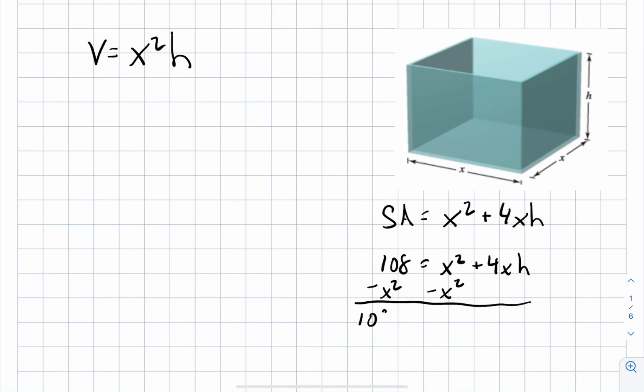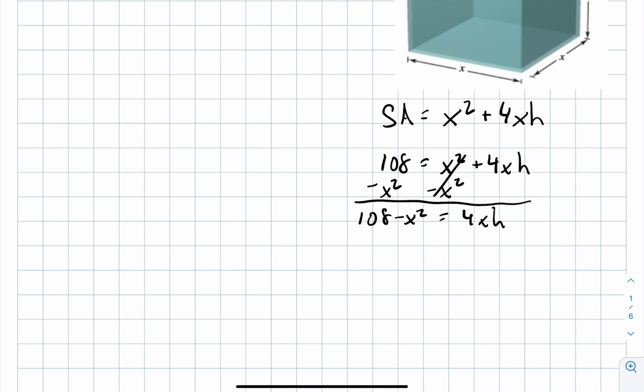So we'll get 108 minus x squared equals 4xh. Okay, we'll keep going now. To get the h alone, we will divide each side by 4x. So h will equal 108 minus x squared over 4x.